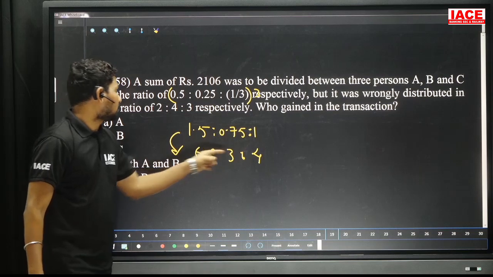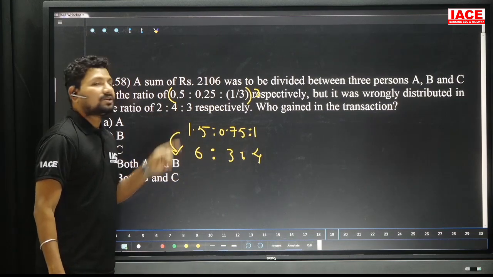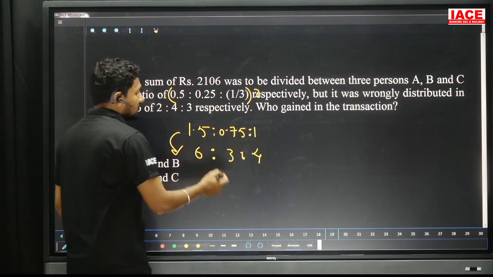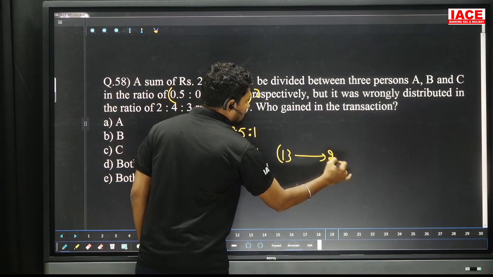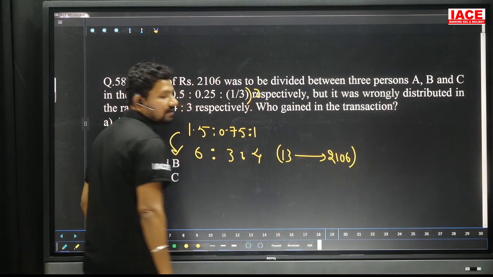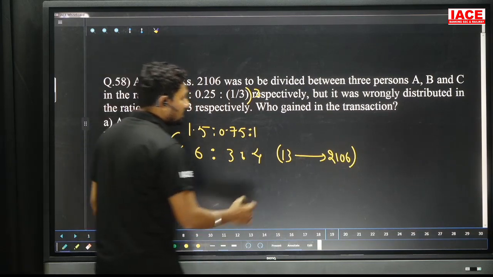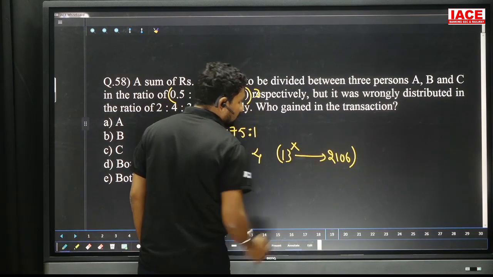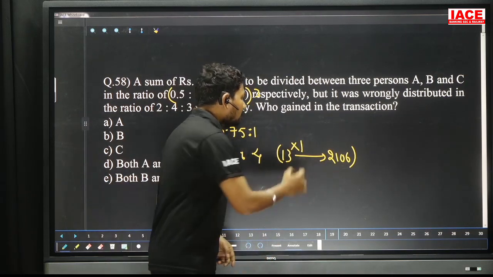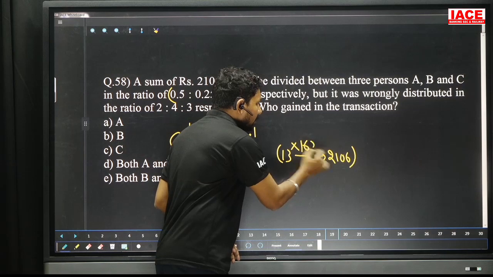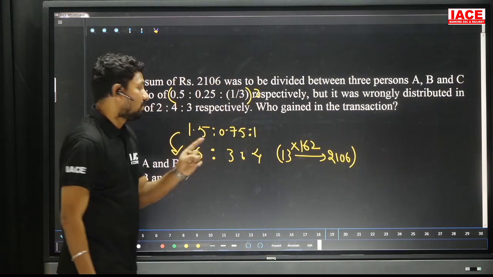This is the right ratio, but they have given a wrong ratio, 2 is to 4 is to 3. Then 6 plus 3 plus 4 is equal to 13 parts. This 13 parts of money is distributed, 2106. 13 parts is equal to 2106, so how many is one part? Look at 13. 13 ones are 13. Remaining value is 8. 80. So 13 6s are 78, and 13 2s. That means one part is equal to 162 rupees.